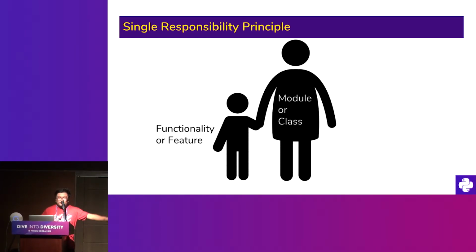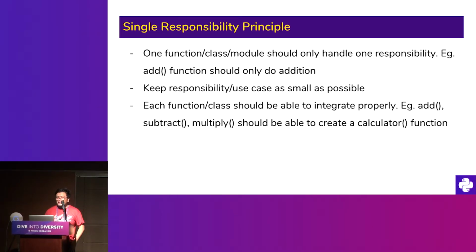So, there's a child and then there's the parent. The parent is responsible for the child. For every action of the child, the parent will answer to it. Single responsibility principle basically states that a single function or a class or a module should only handle one responsibility. So if you have an addition function, then it will only need to do addition. That's it. The responsibility should be as small as possible.